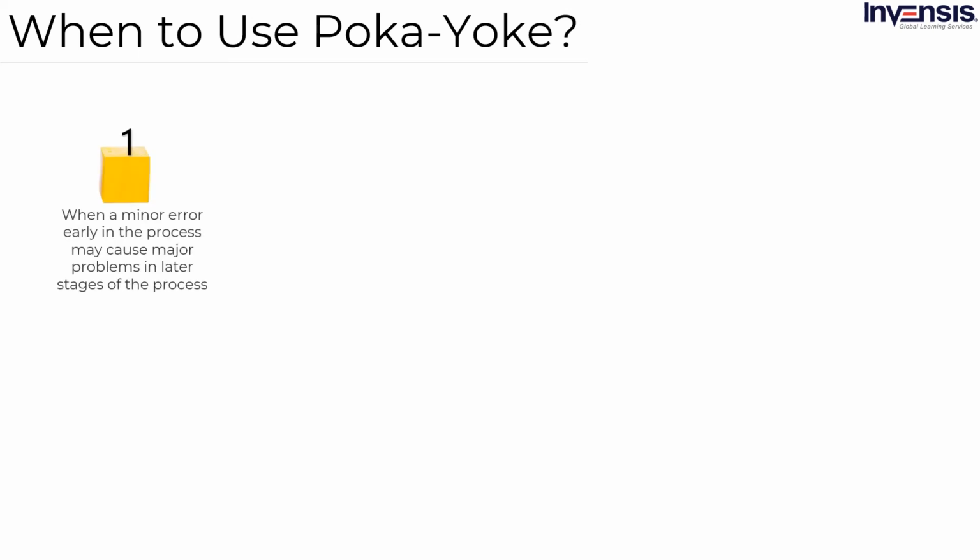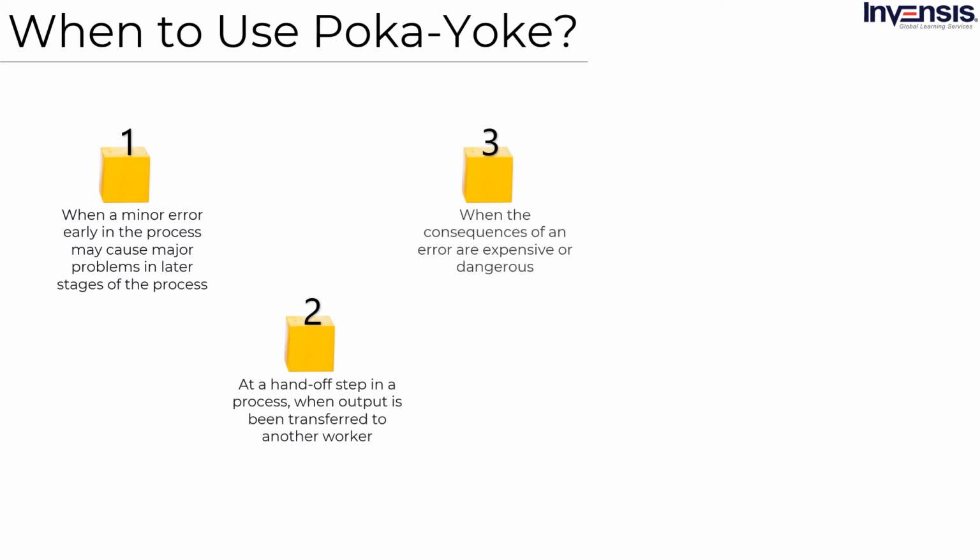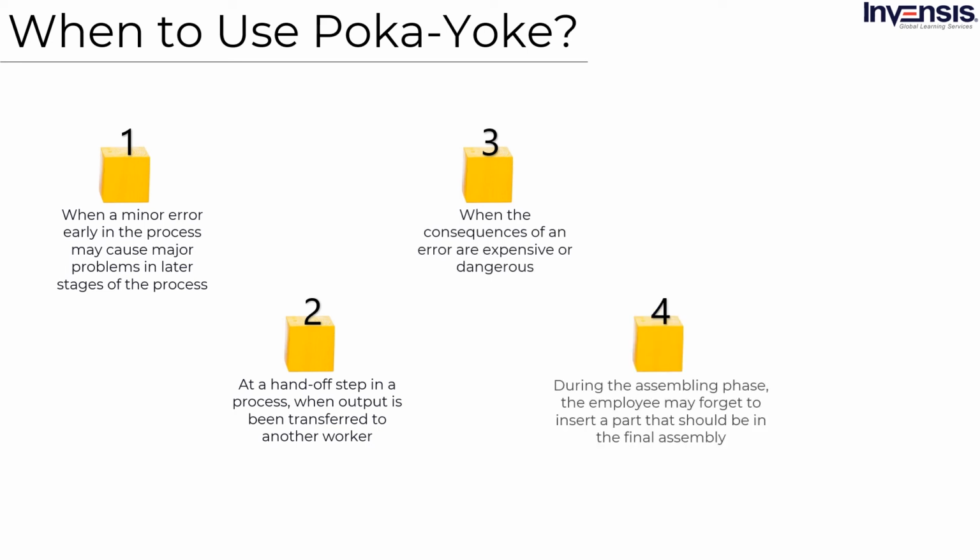When a minor error early in the process may cause major problems in later stages of the process. At a handoff step in a process, when output has been transferred to another worker. When the consequences of an error are expensive or dangerous. During the assembling phase, the employee may forget to insert a part that should be in the final assembly. When faulty memory can cause an employee to miss a process step.